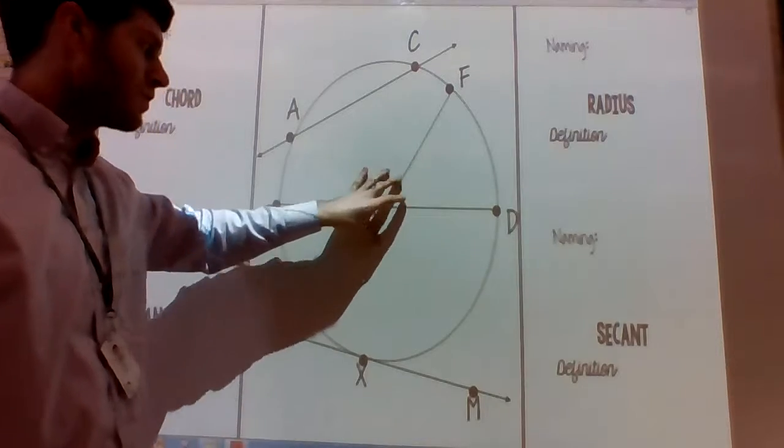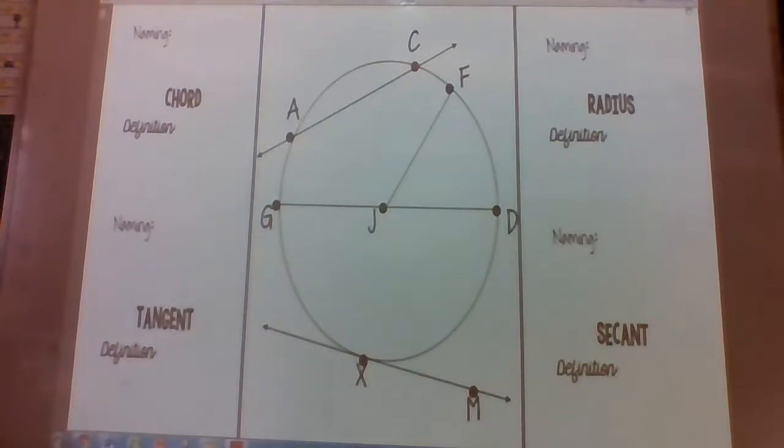Okay, and then you name the circle using the center of the circle. So this was circle J. I think that's the basics of that.